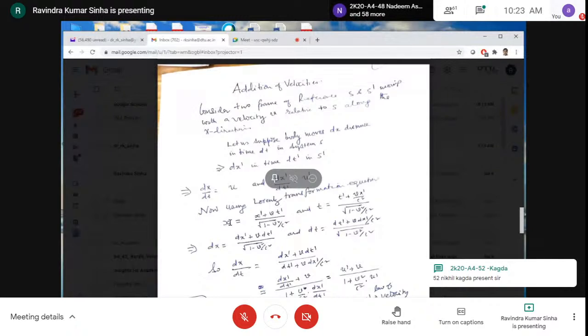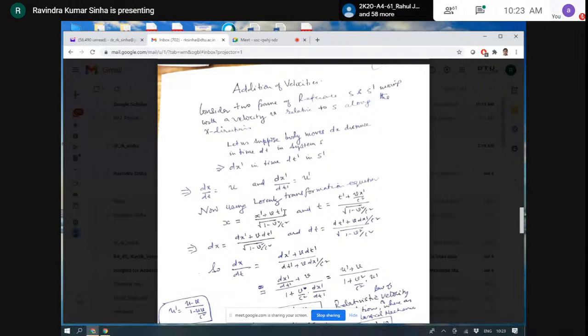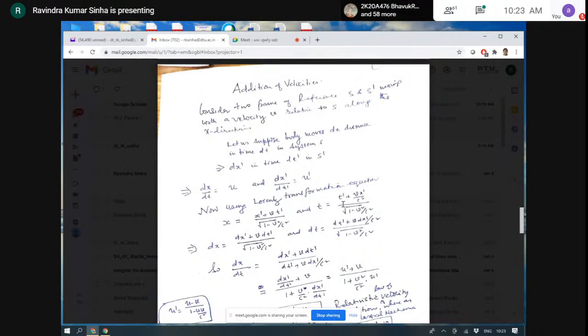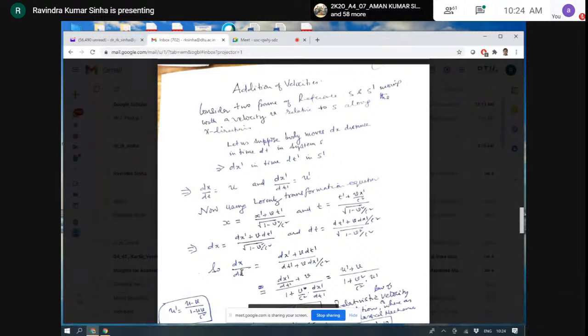So if I differentiate this, the x dash is differentiable and t dash is differentiable. This is a general formula. So dx is equal to dx dash plus v dt dash, divided by the square root of 1 minus v square by c square. Similarly, dt will be this variable and the x dash variable, dx dash, again over the square root of 1 minus v square by c square. And from here I want to find out dx by dt.